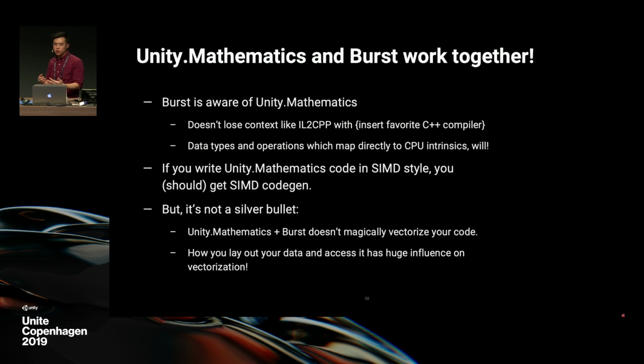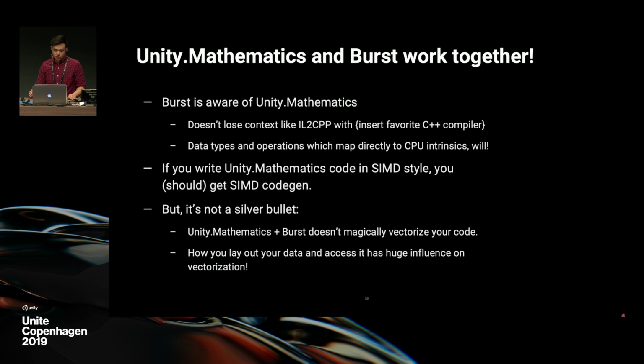So what's the point? The point is that Unity.Mathematics and Burst, in fact, work very closely together. Burst knows a lot about what Unity.Mathematics is. It has lots of specific intrinsics. And so it doesn't lose context like IL to CPP does with whatever C++ compiler that you end up using. When you go through IL to CPP, you're kind of trying to figure out what the original code did, but you've already translated 2 times to something else.